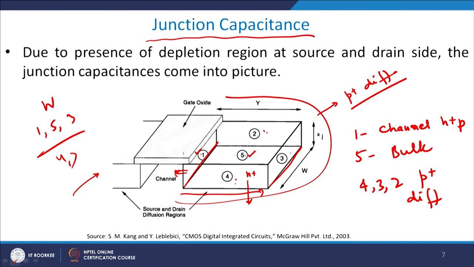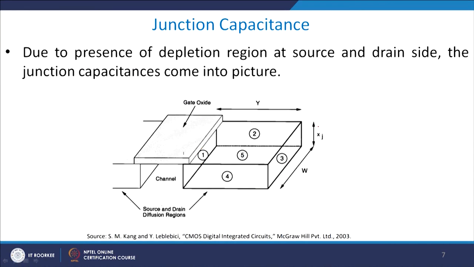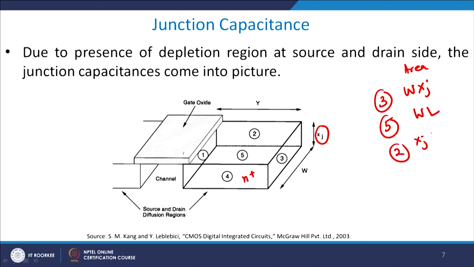If you look here and get the picture correct, this is defined as xj. Xj is the diffusion length, or basically the thickness of the n plus drain layer. And w is the width of the area. So the number 3 has an area w into xj, whereas number 5 has an area which is w into l. Similarly, 2 has an area xj into l. But the area is not w into l, it is basically w into this dimension.